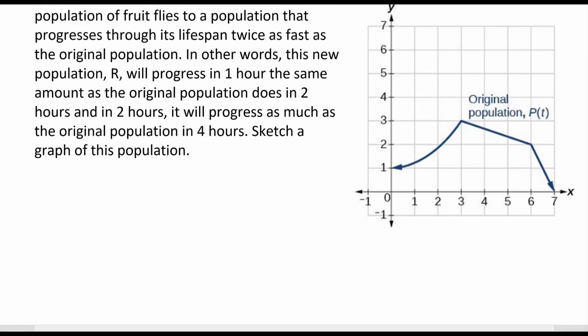So I'm going to just go on the original graph. What would have been at 3, I see this as a key point, will occur at 1.5. What would have occurred at 6 will now occur at 3. And what would have occurred at 7 will now be at 3.5. So it's going to sweep up, then it's going to go down like this, and then go down like that. So it has a compressed time because everything occurs twice as fast.